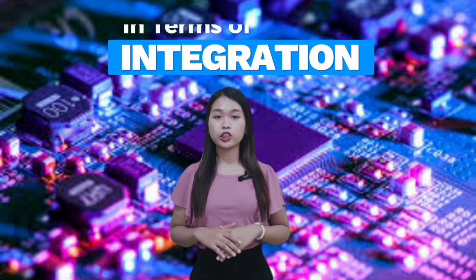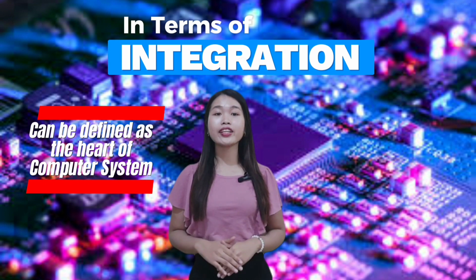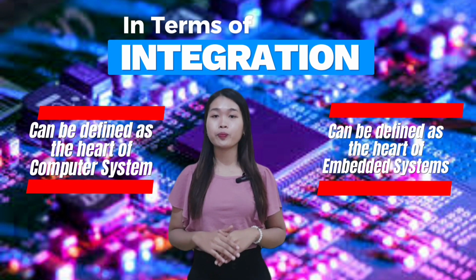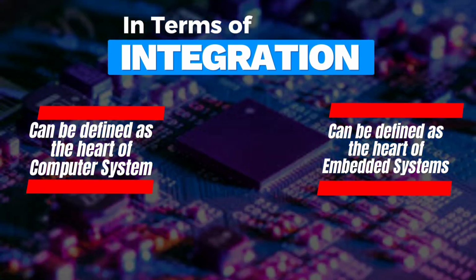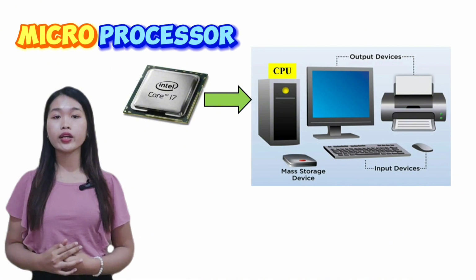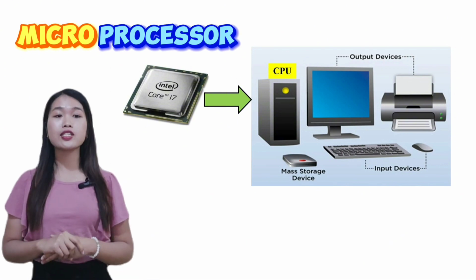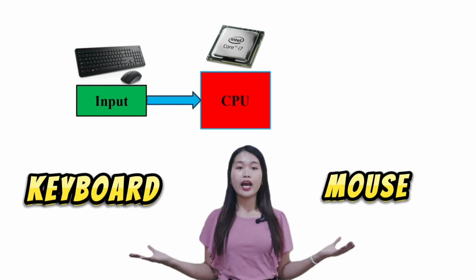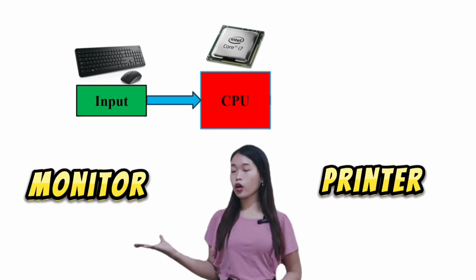In terms of integration, a microprocessor can be defined as the heart of a computer system, and a microcontroller can be defined as the heart of embedded systems. In computers, the microprocessor is used as a CPU. So the microprocessor is a central processing unit where it is required to connect input devices like keyboard and mouse, and output devices like monitor and printer.